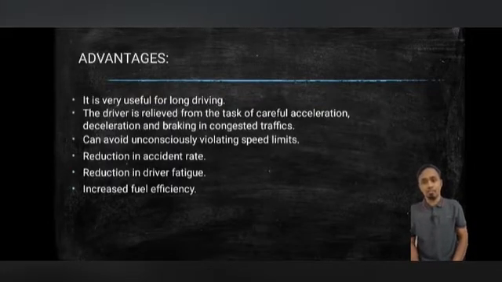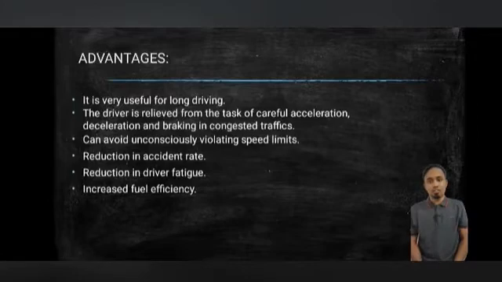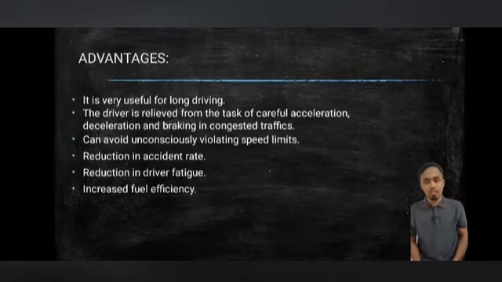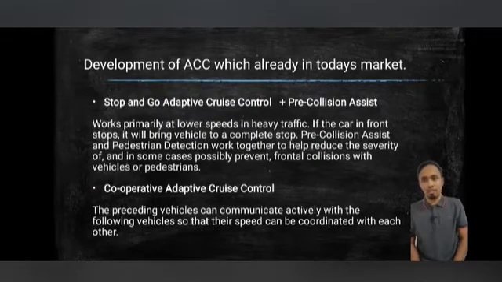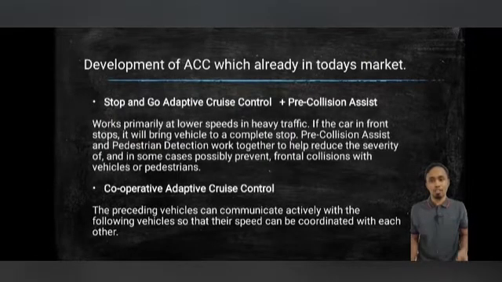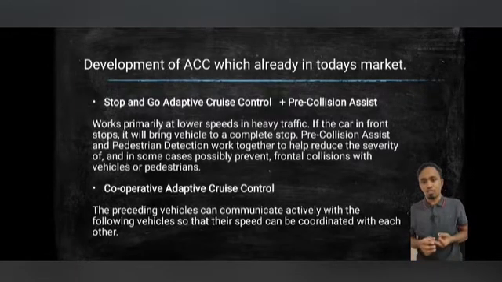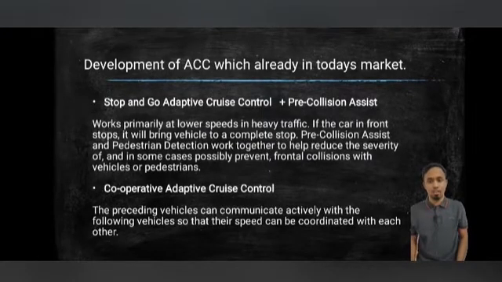Advantages: it is very useful for long driving, can avoid unnecessarily violating the speed limit, reduces the accident rate, reduces driver fatigue and increases fuel efficiency. Development of SCC already in today's market: it has stop and go adaptive cruise control. It works primarily at lower speed in heavy traffic. If the car in front stops, it will bring the vehicle to a complete stop. There is also cooperative adaptive cruise control. Its function is that the preceding vehicle can communicate actively with the following vehicle so that the speed can be coordinated with each other.